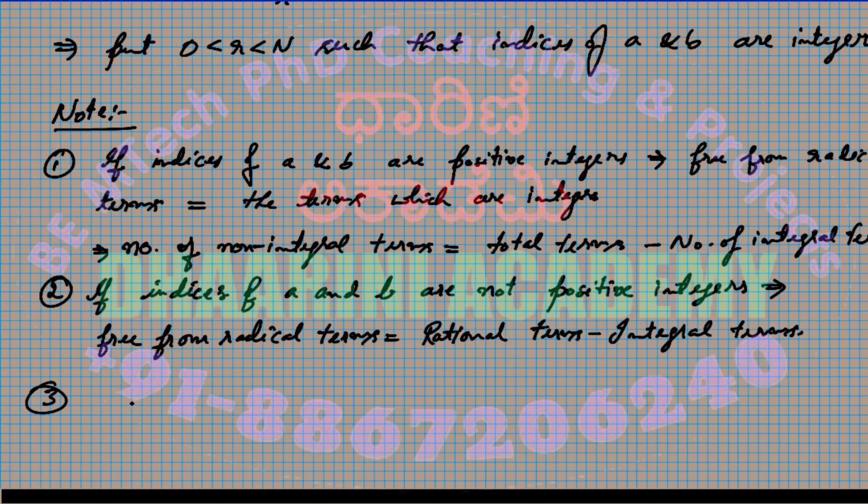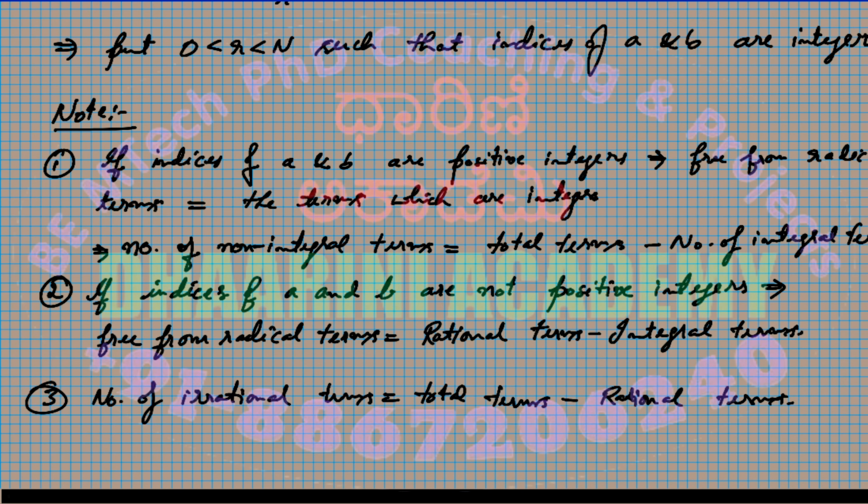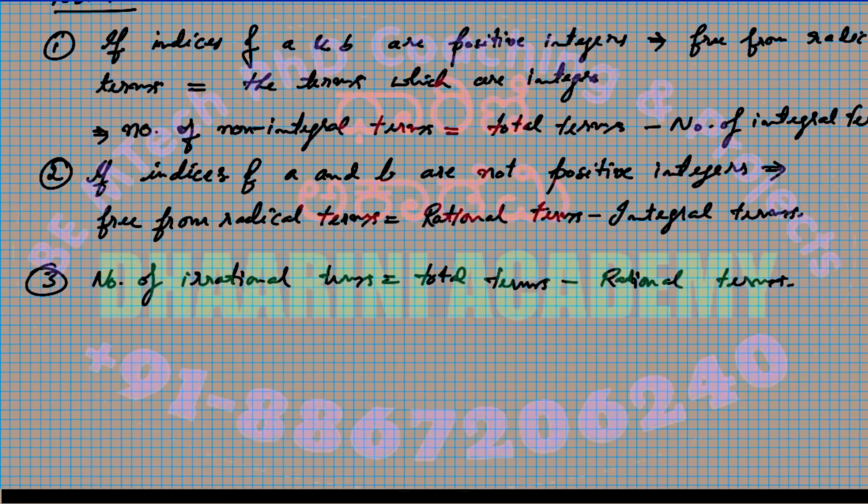Okay. Then if I want to find the number of irrational terms, this has to be equal to the total terms minus the rational terms. So these are the equations we have to use to find the required answer for the upcoming problems.